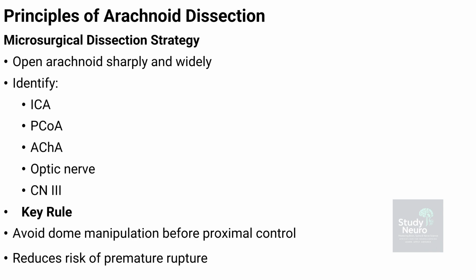By respecting this sequence, the surgeon reduces the chance of intraoperative rupture and maintains a controlled environment where dissection can proceed safely around critical vessels and nerves until definitive clipping is possible. Discipline defines safety.